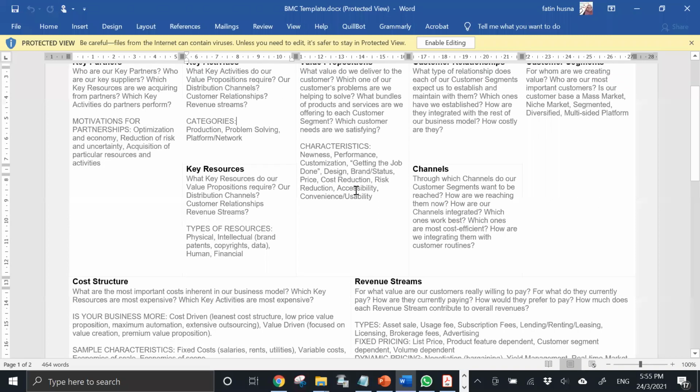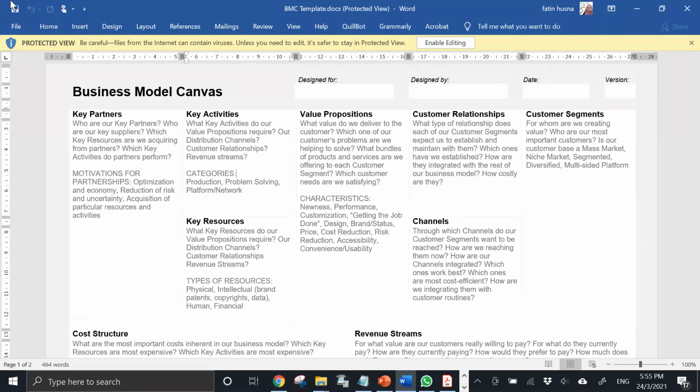But learn as a group. Because what I feel is that the one doing this BMC for the group is basically the only one who knows how to do it. So work as a group.